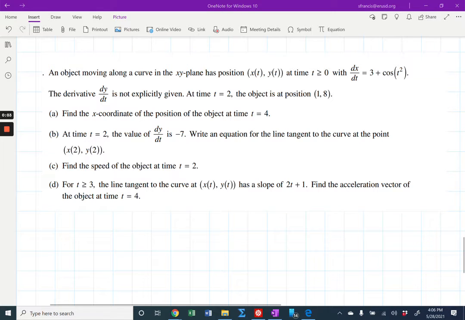Greetings, everyone. Let's start solving some vector problems from some old AP exams so you get a sense of how the questions are asked and what's expected of you. So this is from a long time ago.